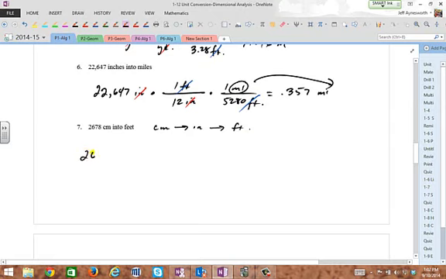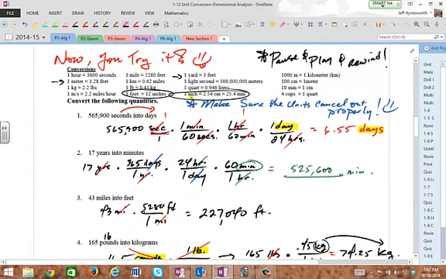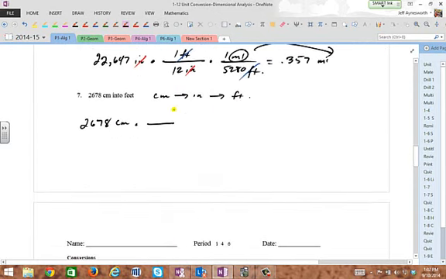Okay, here we go. So 2,678 centimeters. I need to multiply it by how many centimeters per inch. So let's go back up there. Right here, there's 2.5 centimeters per 1 inch. So 2.5 centimeters per 1 inch. Is that correctly written? Do the centimeters cancel out properly? The answer is no, because centimeter times centimeter is centimeter squared. I need to reverse this. So this is an example of how not to set it up. So let's do it right.